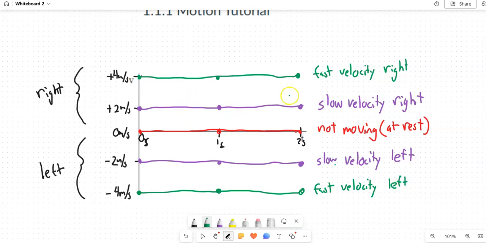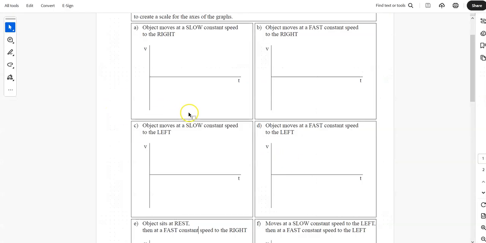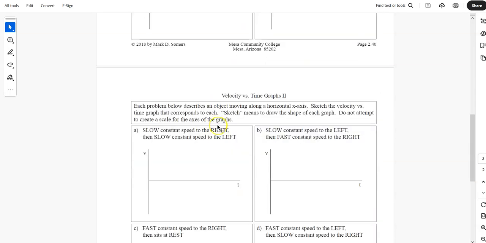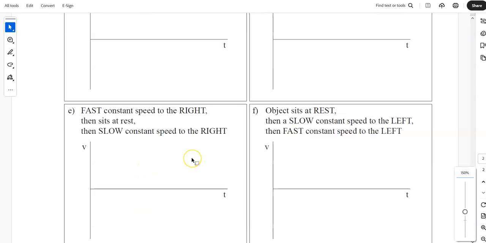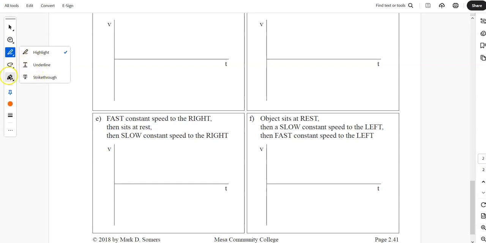Okay? And so I hope you learned a little bit about this. What I'd like to also do is do one of your tutorial questions, okay? So here we go. Let's do one of your more complicated tutorial questions. Let's do E together, okay? So I'm going to zoom in on E, and E has 3 different types of motion. So here's how to approach a tutorial that has 3 different types of motion.